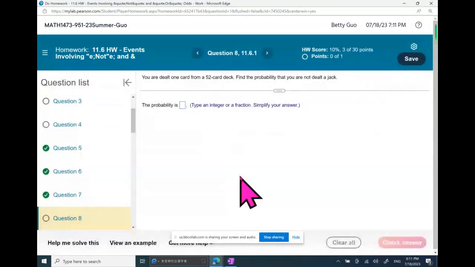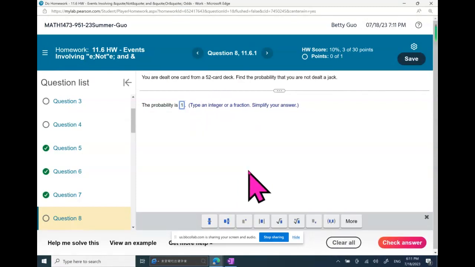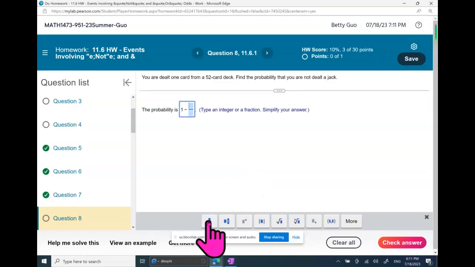You are dealt one card from a 52 card deck. Find the probability that you are not dealt a jack. So we are going to use the formula: 1 minus the probability that you are dealt a jack. The probability that you are dealt a jack is 1 over 13 because jack is 13, right? Hold on. No, jack is 11. My bad, king is 13. Yeah, jack is 11, so 1 over 13.